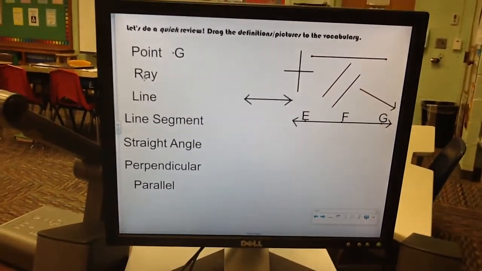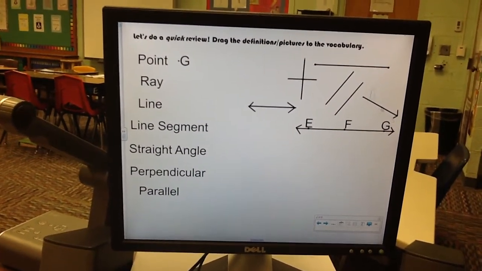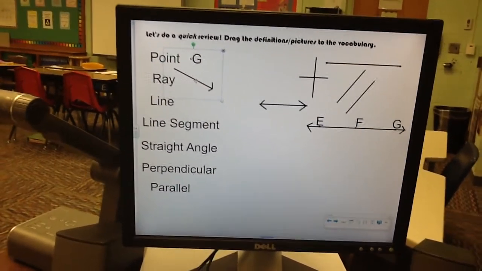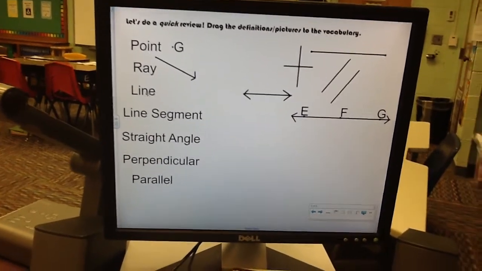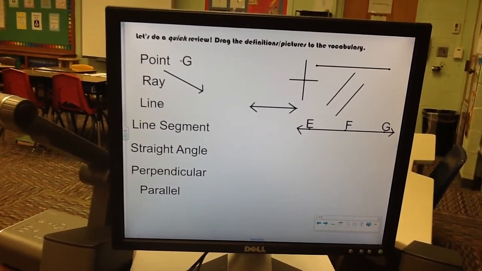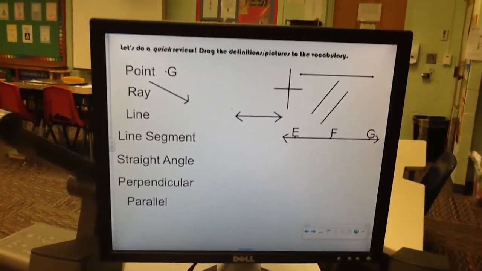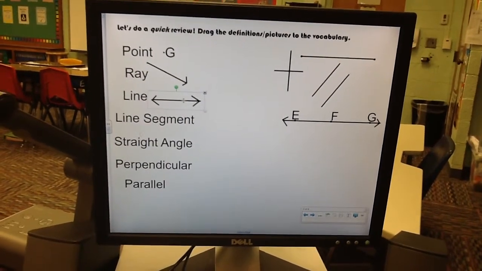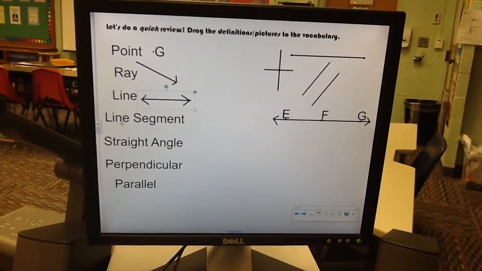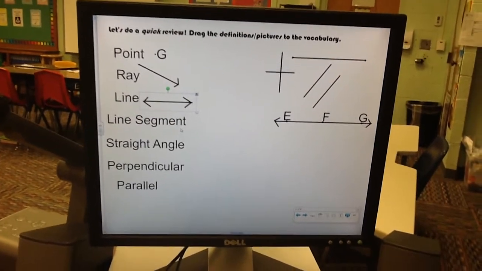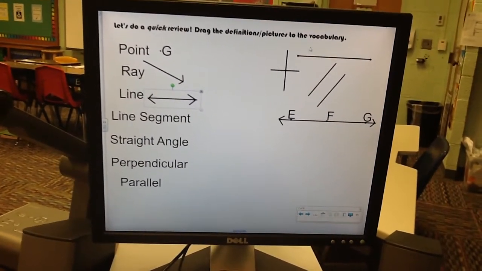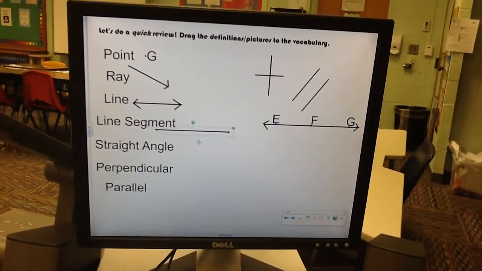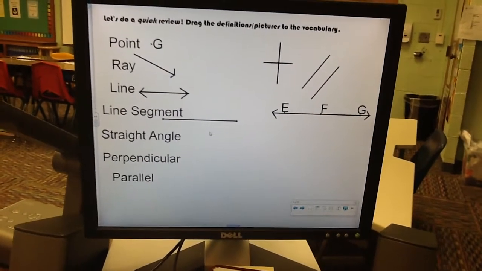Which one is ray? Yes, this one is the ray. Which one is a line? You got it. Goes on in both directions. Very good. Which one is the line segment? Just like the line you stand in at school. Yes, this one. It has a beginning and an end. It does not go on forever.